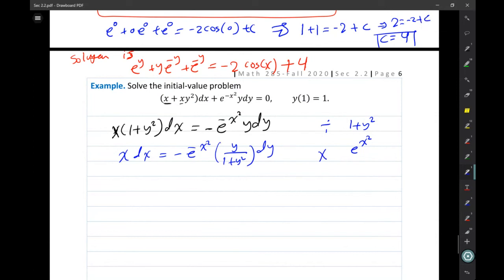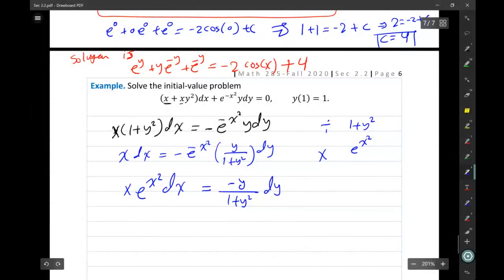Multiplied by e to the power x square, because e to the power minus x square on the right-hand side can be vanished if we multiply by e to the power x square. What will this give us here? It gives x e to the power x square dx equals minus y over 1 plus y square dy. Now integrate: the integral of x e to the power x square dx equals the integral of minus y over 1 plus y square dy.